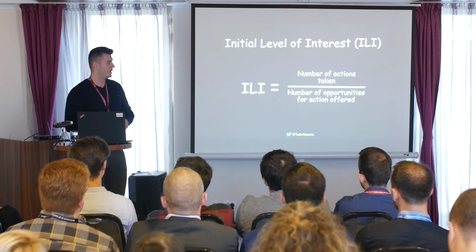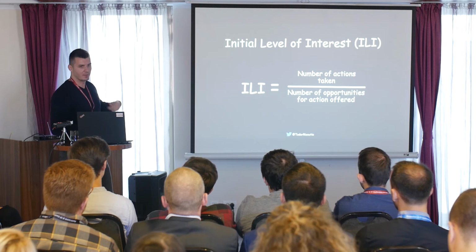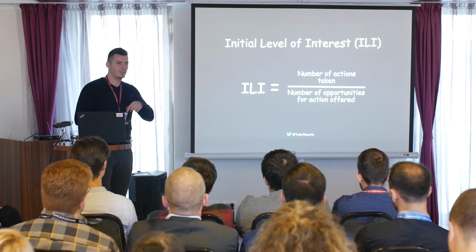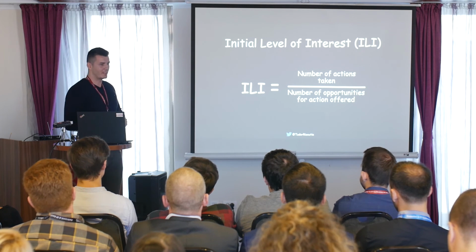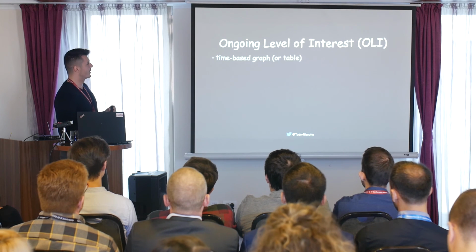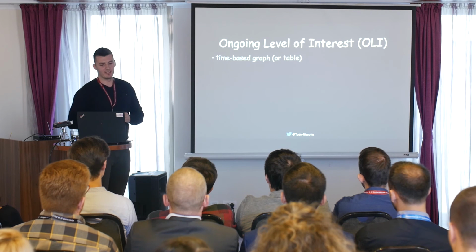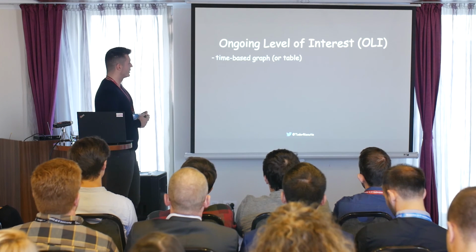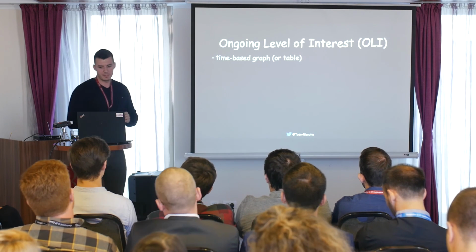But if it's a feature where people have to come again and again, and they only clicked once because of curiosity, but then will never come and click again, then there is a second metric, which is called the OLI. This is the ongoing level of interest. And this is not a formula, it's more a time-based graph or table.